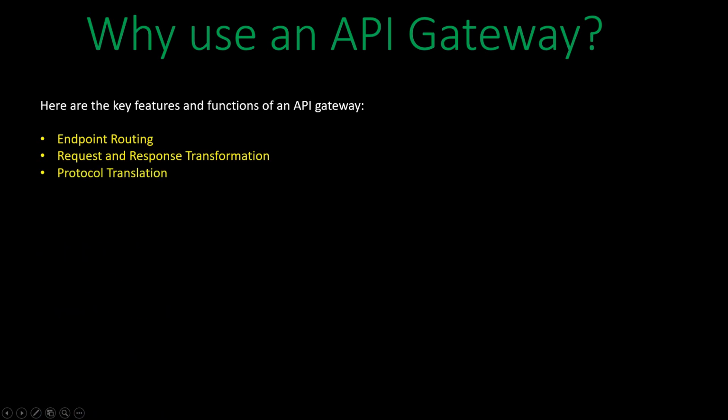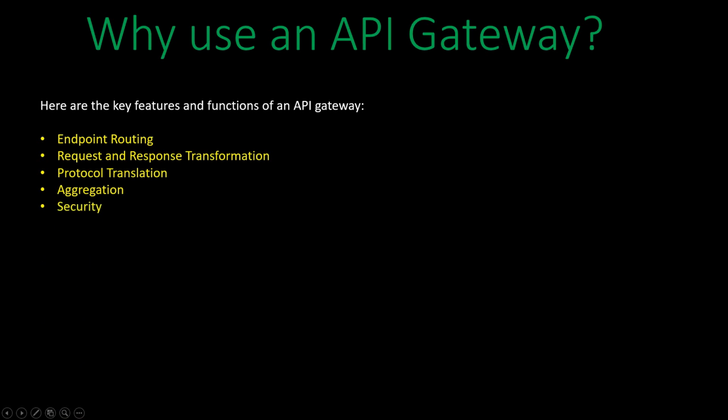Protocol translation. API Gateway can translate requests and responses between different communication protocols, allowing clients and services to use different protocols without direct compatibility. Aggregation. API gateways can aggregate data from multiple services into a single response, reducing the number of requests made by the client.